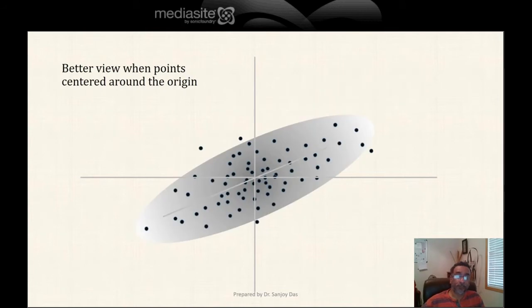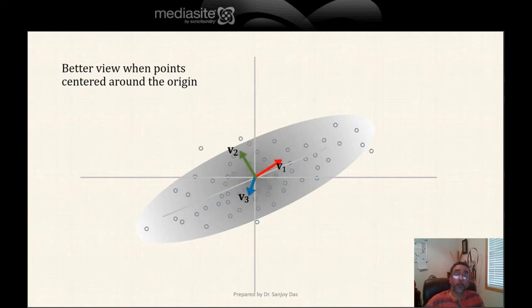It looks even better if we center the data around the origin so that the mean of the data is the origin. And so you can see the three directions, V1, V2, and V3, if it's three-dimensional data.